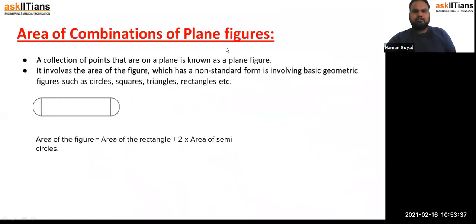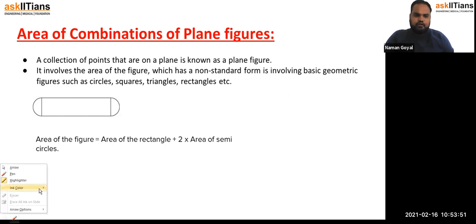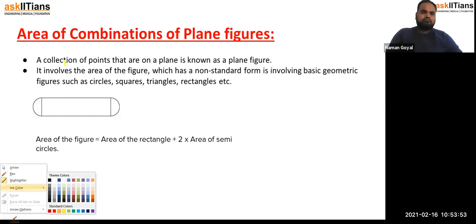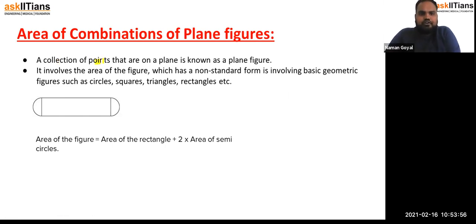Now the next concept is area of combinations of plane figures. So what is a combination of plane figures? We can combine two or more figures together, and we are going to find the area of that figure. A collection of points that are on the same plane is known as a plane figure. It involves the area of a figure which has a non-standard form, involving basic geometrical figures such as circles, squares, triangles, rectangles, and so on.